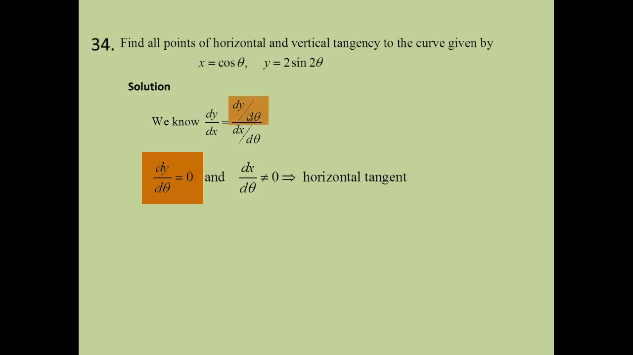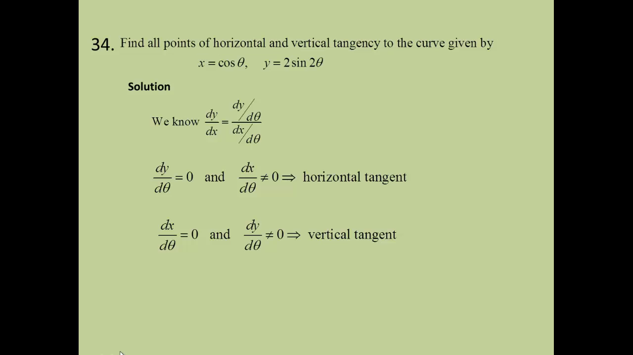Where does the numerator, dy/d theta, equal 0? But dx/d theta cannot be 0. So if we find a value of theta where dy/d theta is 0, we have to make sure that for that same value of theta, dx/d theta is not 0. Because 0 over 0, who knows what that is?